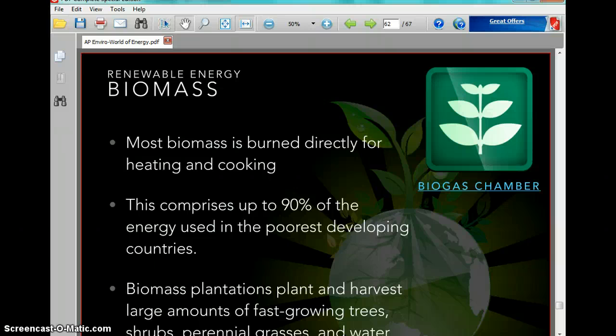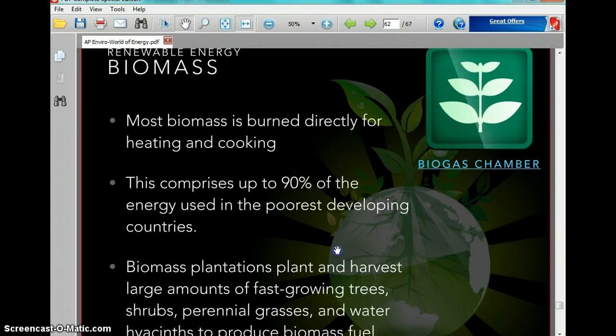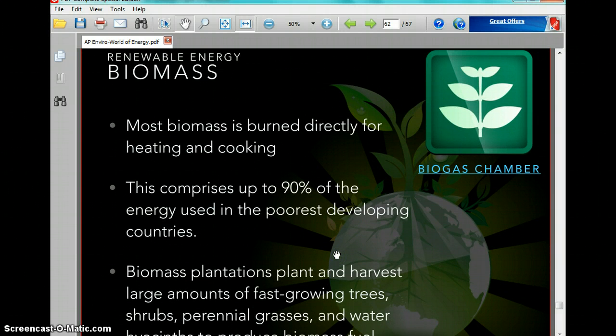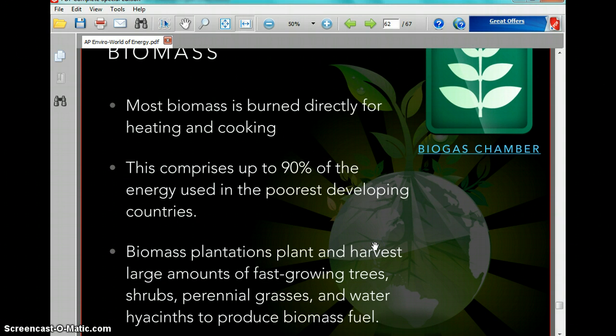Last but not least, we have biomass, which isn't on as big a scale as wind, as in powering entire cities. But it is an alternative energy that's commonly used today. Most biomass is burned directly for heating and cooking. In developing countries, it's where they get the majority of their energy because obviously they don't have the money to go and invest in giant wind turbines or a dam or anything like that.